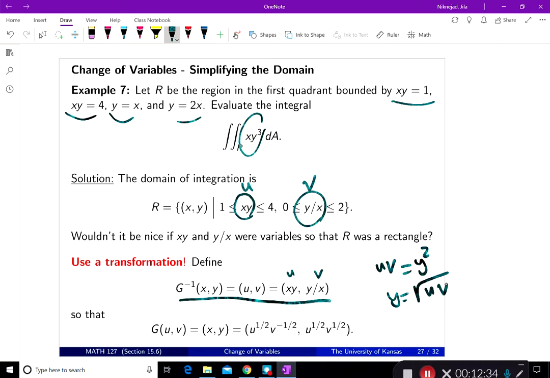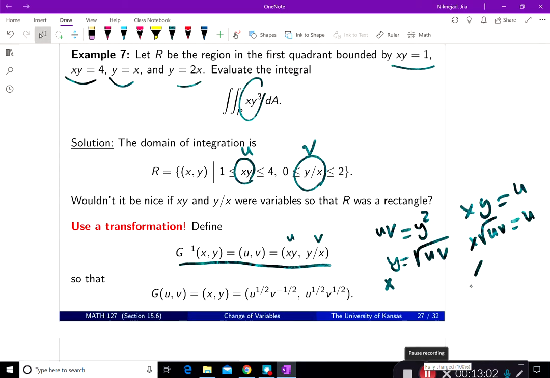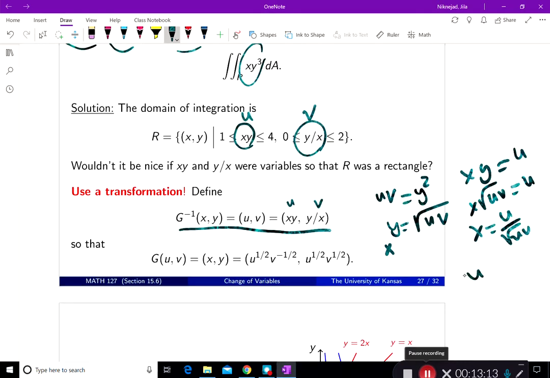Then I can use this to actually solve for x. x times y is equal to u, and I know y is square root of uv, so I eliminate and I figure out that x is going to be equal to u divided by square root of uv, which is x is equal to u to power 1/2 v to power -1/2. And so that's my transformation itself.